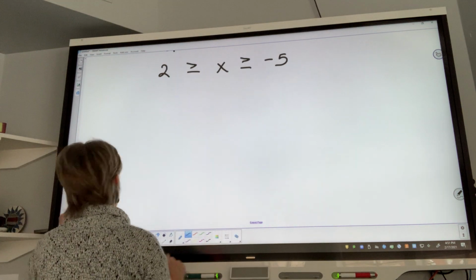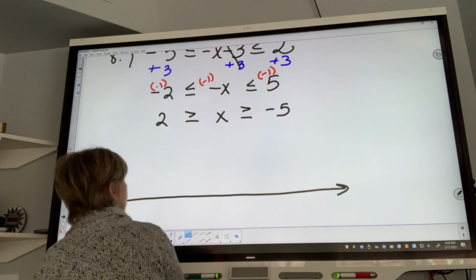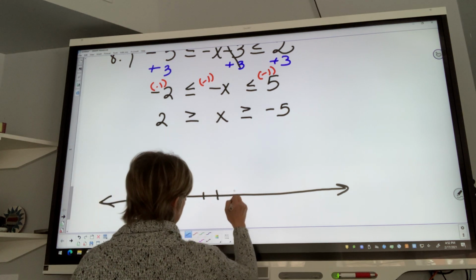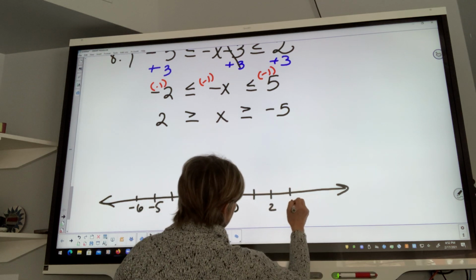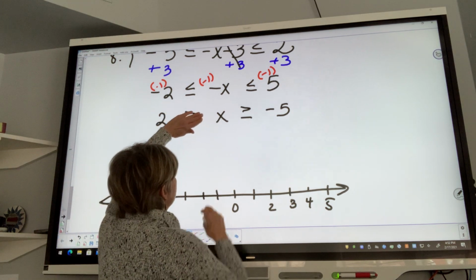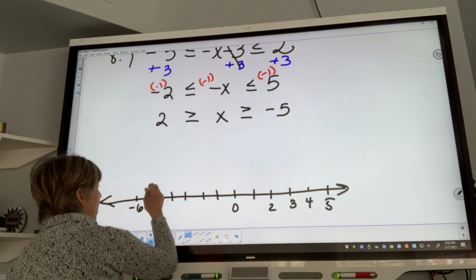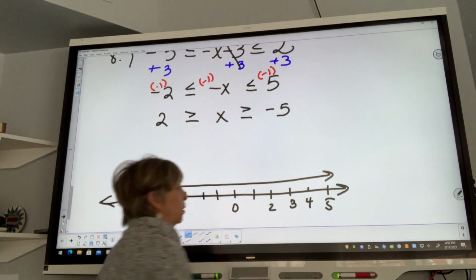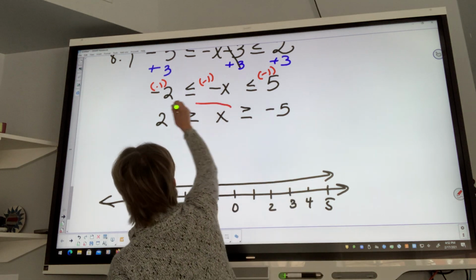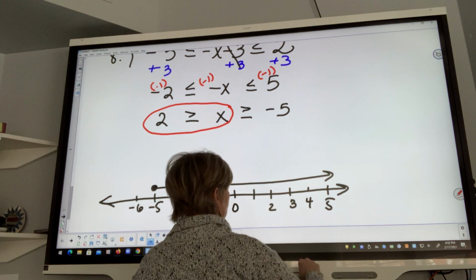All right, so now all I have to do is graph this solution set. So I've got -6, -5, -4, -3, -2, -1, 0, 1, 2, 3, 4, 5. Okay, so let's do half at a time. What does this half say? X is greater than or equal to -5. Here's -5. I want greater than or equal to it. Okay? What does this half say? Read from the X. X is less than or equal to 2.